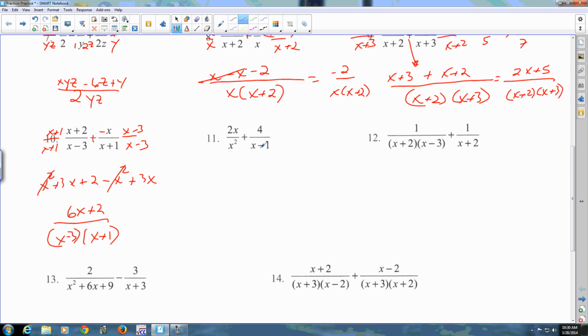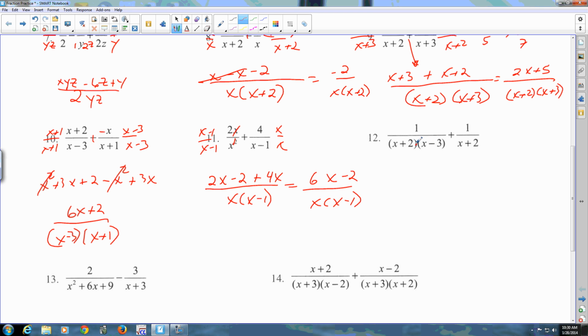Your LCD here, again, is both pieces. Oops, how about this? Let me cancel that out. That can reduce. All right? So your LCD is x minus 1. So this one needs an x, this one needs an x minus 1. So I'd have on the top 2x minus 2 plus 4x. So there would be 6x minus 2 over x minus 1. Good for me? Works for me.